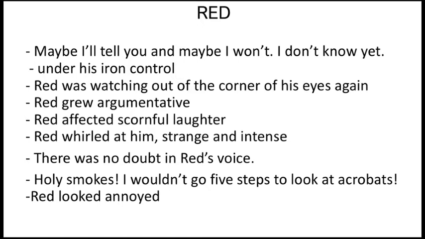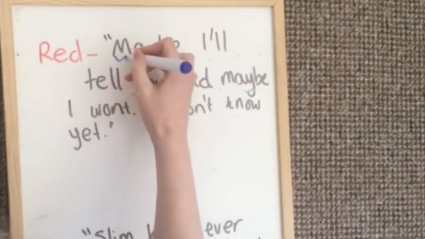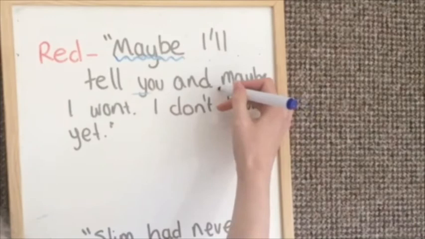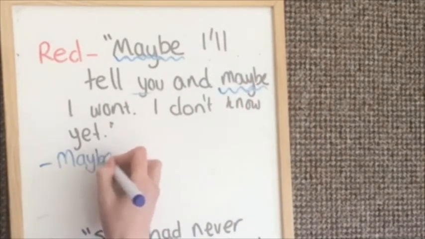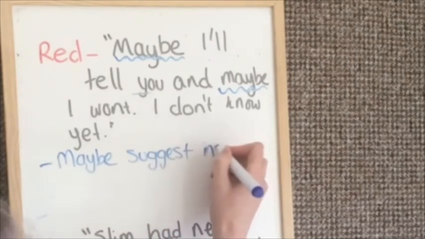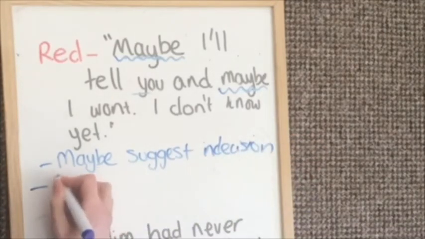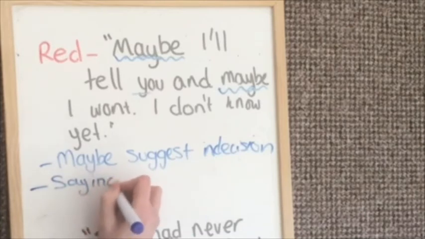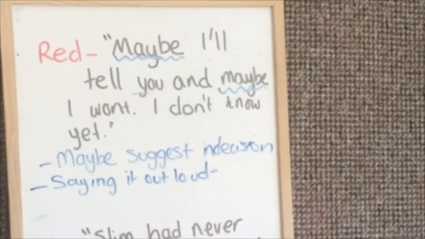So I'm going to take one as an example. I'm going to choose "maybe I'll tell you and maybe I won't, I don't know yet." So let's have a look at that one first. I've got it written out here on my nice whiteboard, and I'm choosing the word maybe. I'm selecting the word maybe because I think that tells us a lot. It's repeated. And maybe suggests that he's unsure of himself. So I can write down maybe suggests indecision, right? He's not totally sure of everything that he's going to do. He's saying it out loud. This is a quotation of something that he says in dialogue, so he's saying it out loud.